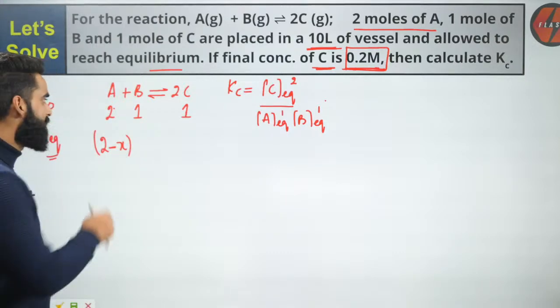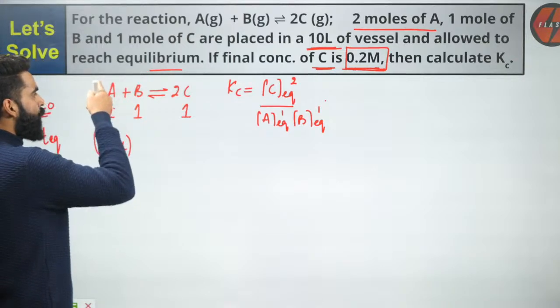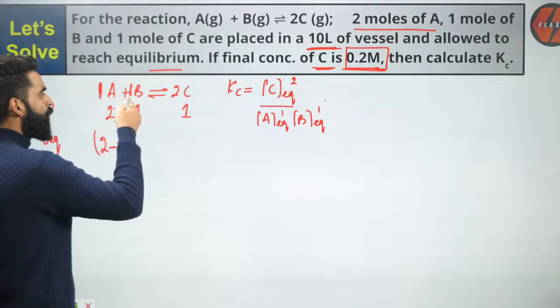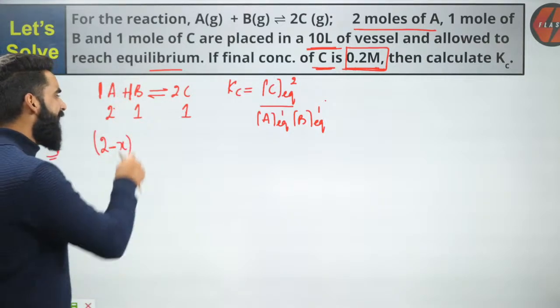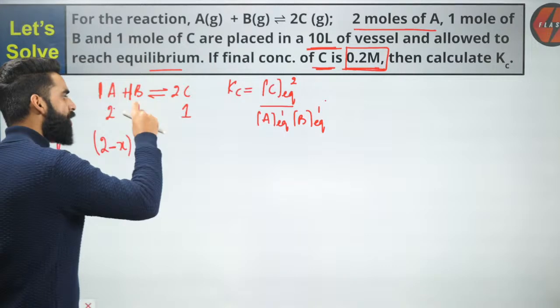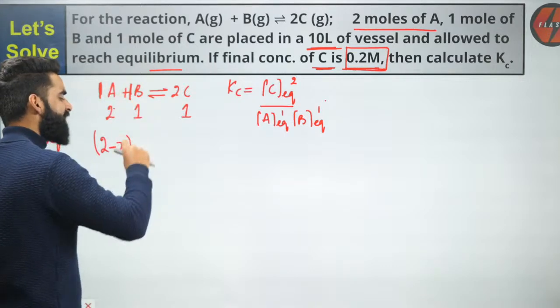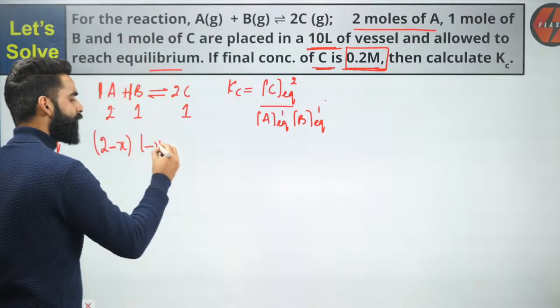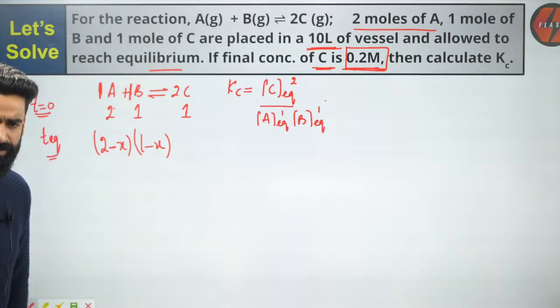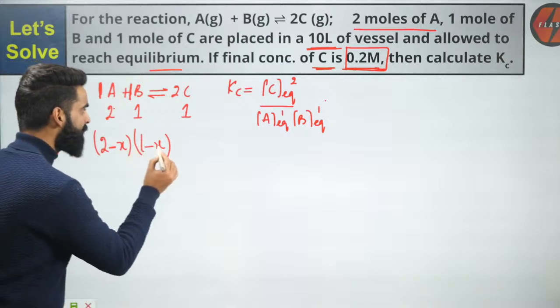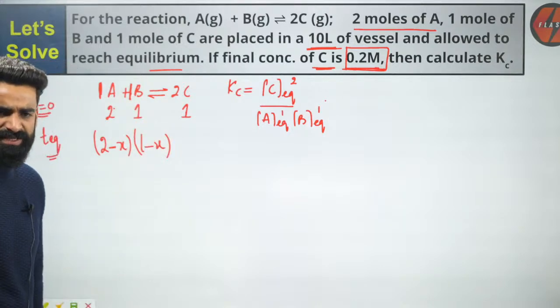Correct? Since from the stoichiometry of the reaction, 1 mole of A reacts with 1 mole of B, X moles of A should react with X moles of B. So I had 1 mole of B, and from this 1 mole of B, X moles are reacting. So I'll be left with 1 minus X moles of B at equilibrium. Isn't it very simple?